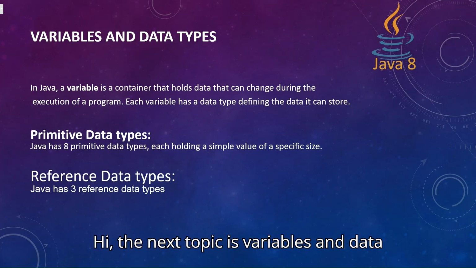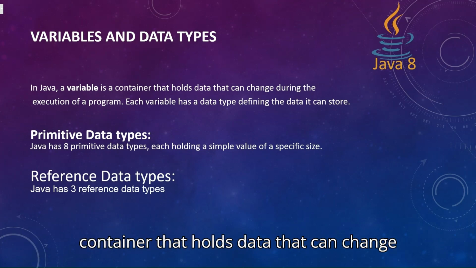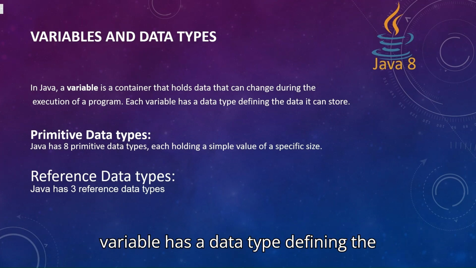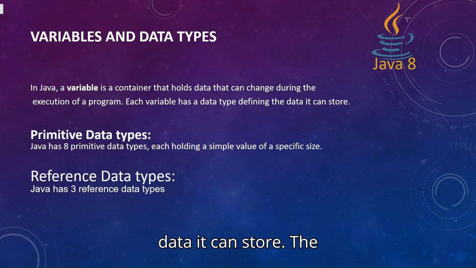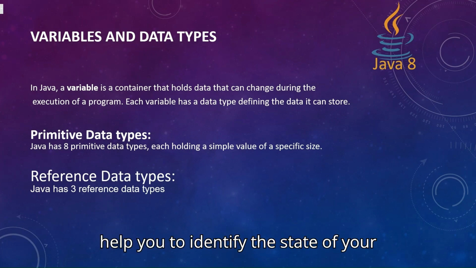Hi, the next topic is variables and data types in Java. A variable is a container that holds data that can change during the execution of a program. Each variable has a data type defining the data it can store. The variables of a program help you identify the state of your program.